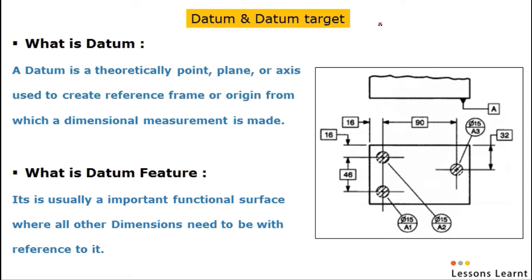Datum is always shown like this with an upside down triangle, which is always a filled triangle. It can also be shown with an unfilled triangle, but an upside down triangle.